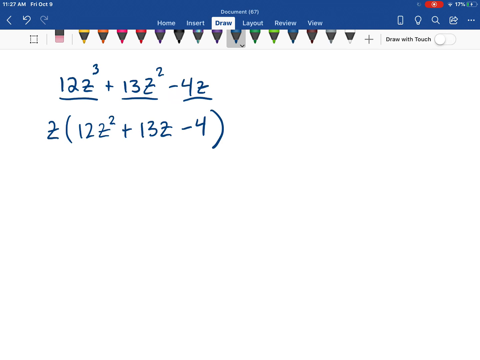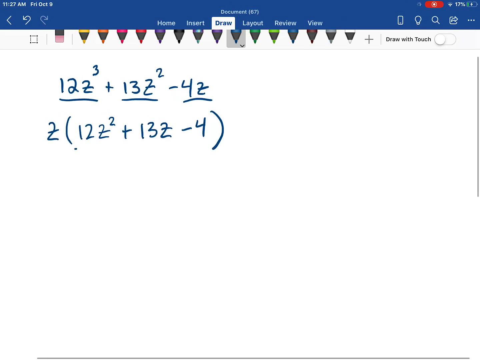So what's left over if I pull out a z from each term? I have 12z squared. It went from z cubed down to z squared. And then the 13z squared now becomes 13z because I took out a z. And then the minus 4z just ends up being a minus 4. So now what we need to do is continue factoring this polynomial.